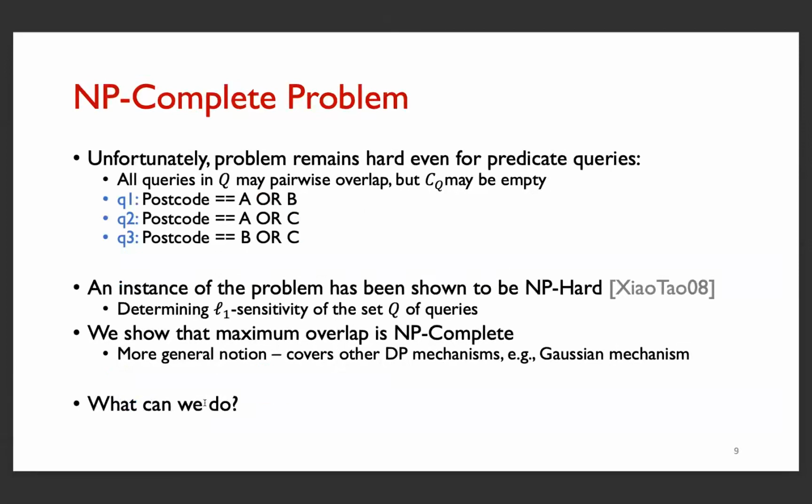Unfortunately, even if we can check pairwise whether queries overlap, the problem remains NP-hard, because even if they pairwise overlap, the joint coverage might be empty. And this is not surprising. An instance of this problem has been shown to be NP-hard, which is defined in terms of finding the L1 sensitivity of a subset of queries. And in our paper, we also show that the more general problem of maximum overlap is NP-complete. We're calling it more general because it covers DP mechanisms which are not defined in terms of L1 sensitivity, for example, the Gaussian mechanism. So if this is NP-complete, what can we do?